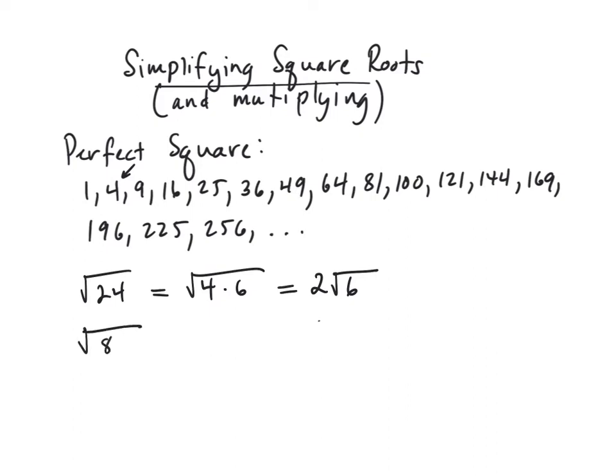The square root of 8. The largest perfect square that divides into 8. Just start at the beginning of the list. 1 isn't very useful, by the way. Just start at 4. 4 divides into 8 evenly. And that's the largest number on the list that divides into 8. I rewrite it as 4 times 2.